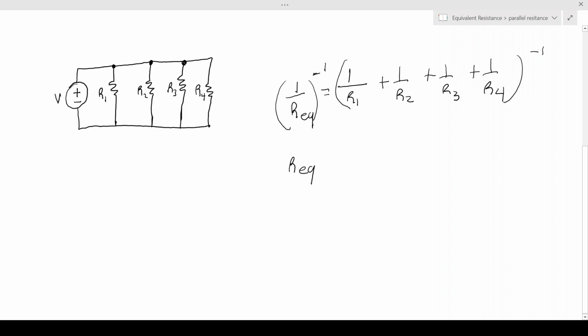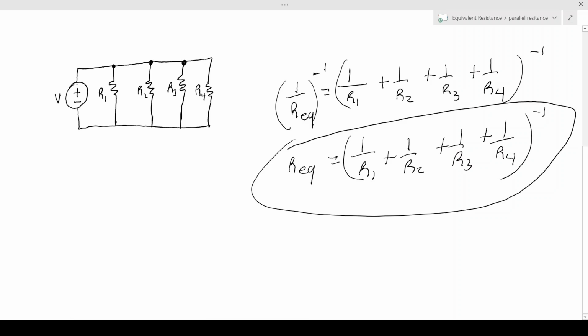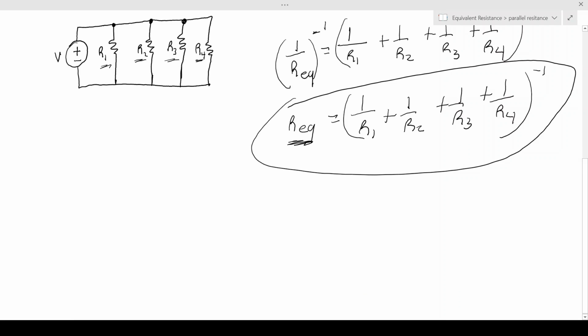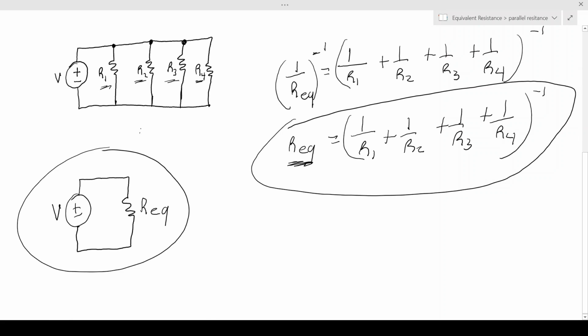equivalent resistance, Req, is equal to 1 over R1 plus 1 over R2 plus 1 over R3 plus 1 over R4, all to the -1 power. So this is the equivalent resistance of these 4 resistors in parallel. And now we can redraw the circuit as a simple circuit where Req is the equivalent resistance of the 4 resistors in parallel.